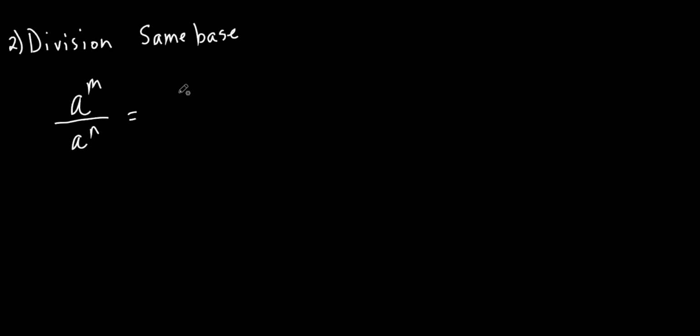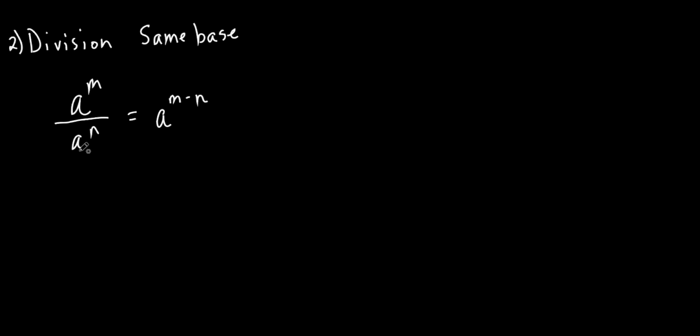What do you think you might do with division? Exactly right. So how would I write this? I'd keep the base the same, and what do I do with the m and the n? Subtract them. So that's the rule for division. So when you have a on the top and the bottom, and they're the same base, remember the a and the a have to be the same.